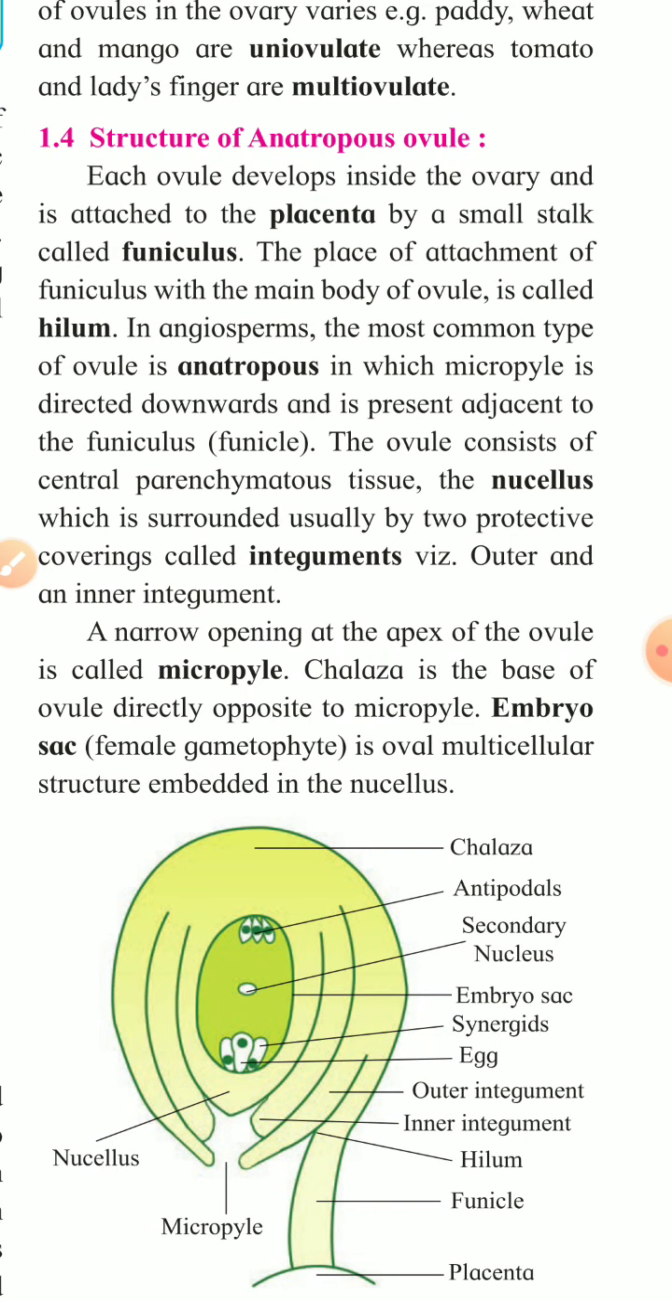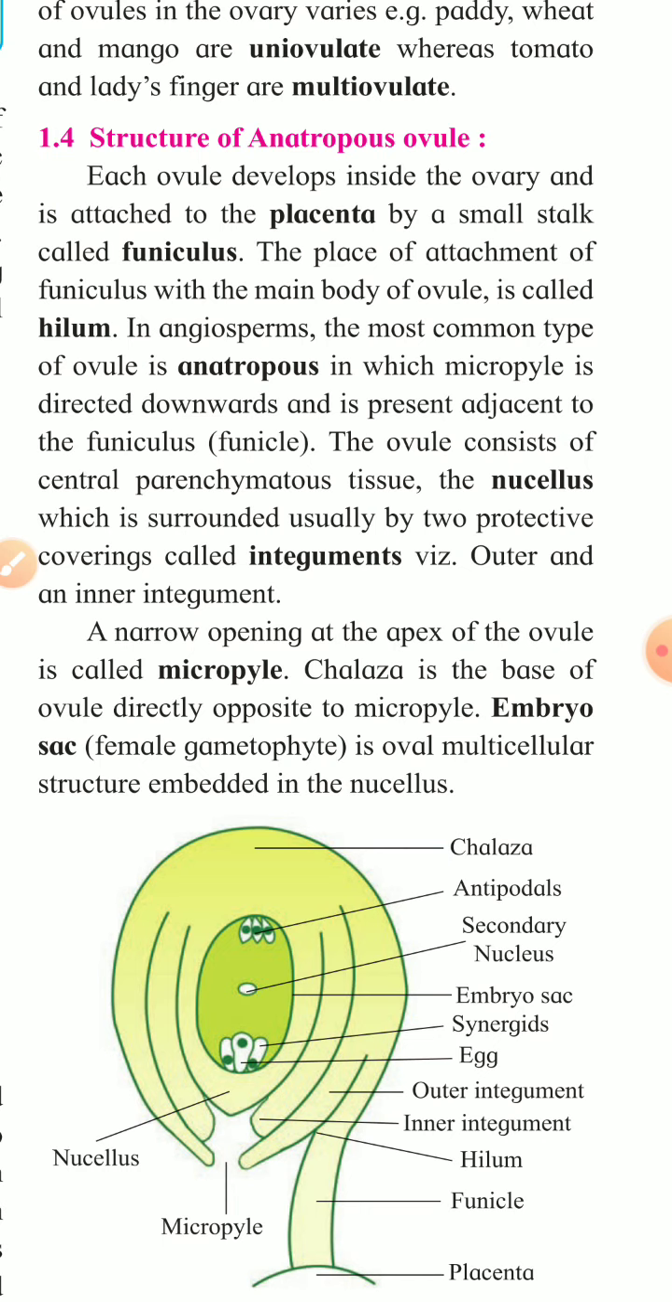So such type of ovule is called the anatropous ovule, and the anatropous ovule is the most common type of ovule among the angiosperm plants. There are many more different types of ovules present, like orthotropous ovule, hemianatropous, campylotropous, cercinotropous, but the anatropous ovule is the most common type of ovule. It is present in angiosperm.